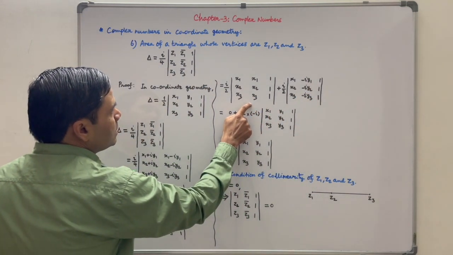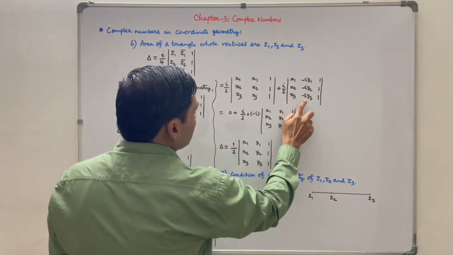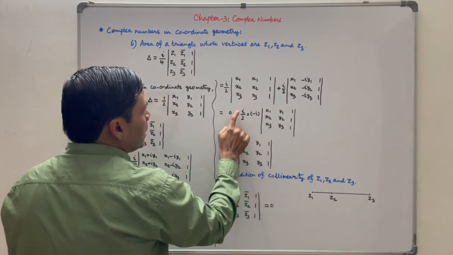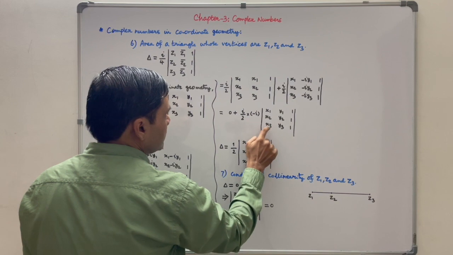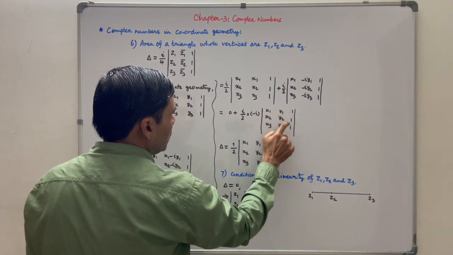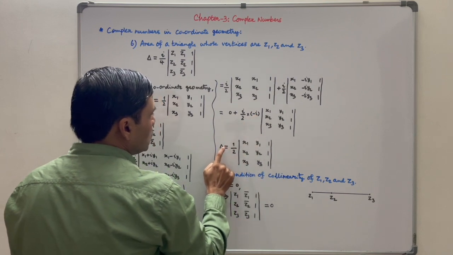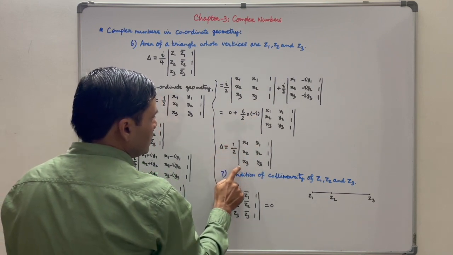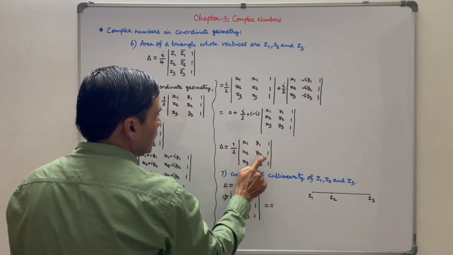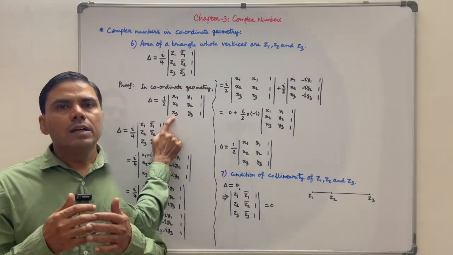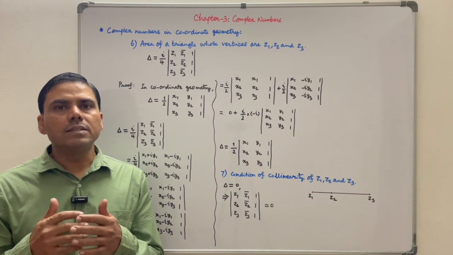Value of this determinant is 0 as two rows are same. Here we can take minus i out. So it will be i/2 into minus i inside determinant x1, x2, x3, y1, y2, y3, 1, 1, 1. Value of minus i square is equal to 1. So delta is equal to 1/2 inside determinant x1, x2, x3, y1, y2, y3, 1, 1, 1, which is same as this.